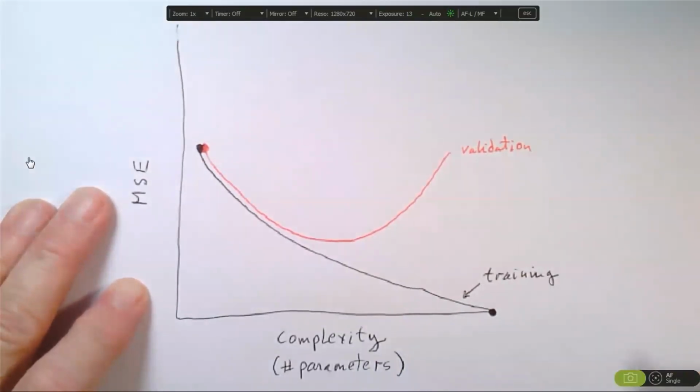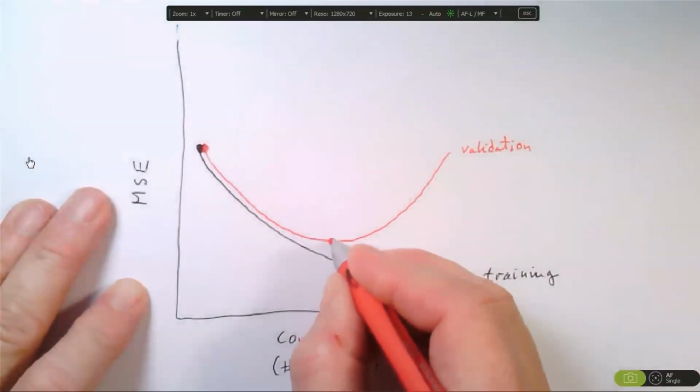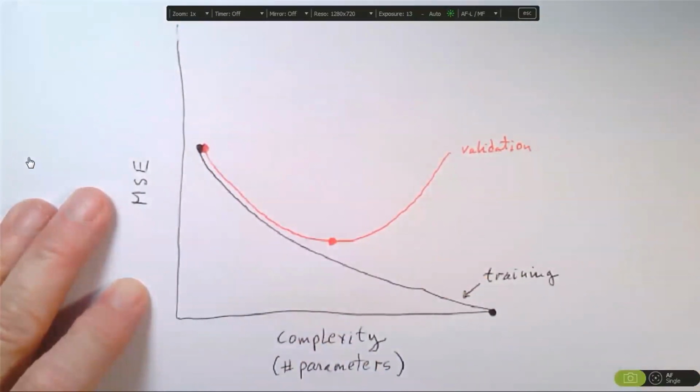So the best possible model is the one that corresponds to the minimum of the trace for the validation data. It's going to be the model that has sufficient complexity that it's able to fit the structure in the data, but not so much complexity that overfitting is beginning to occur.